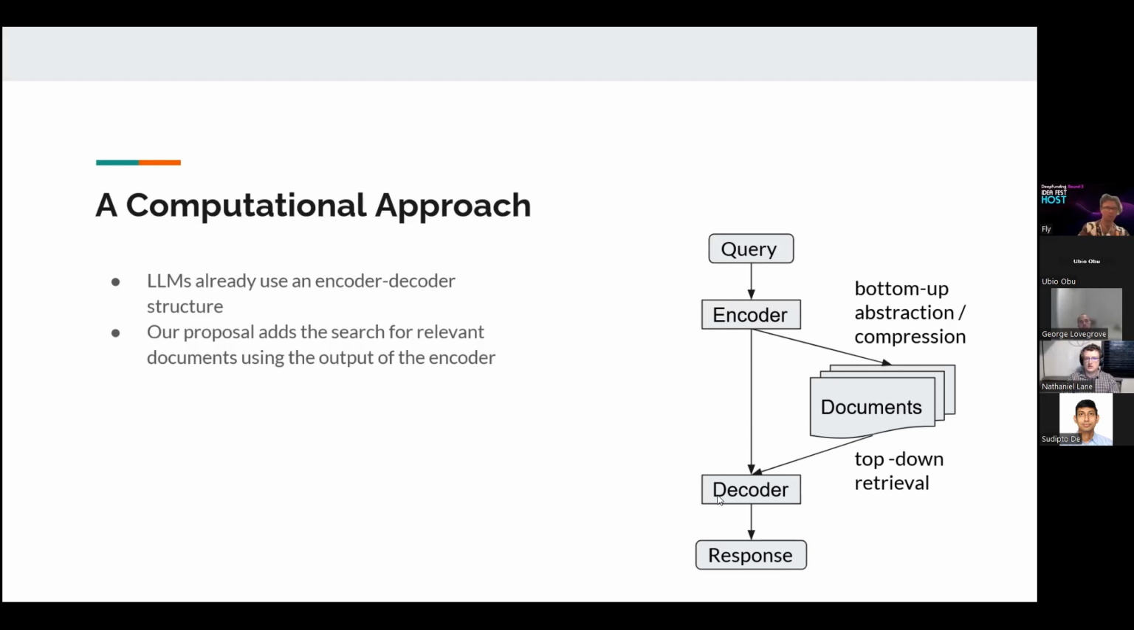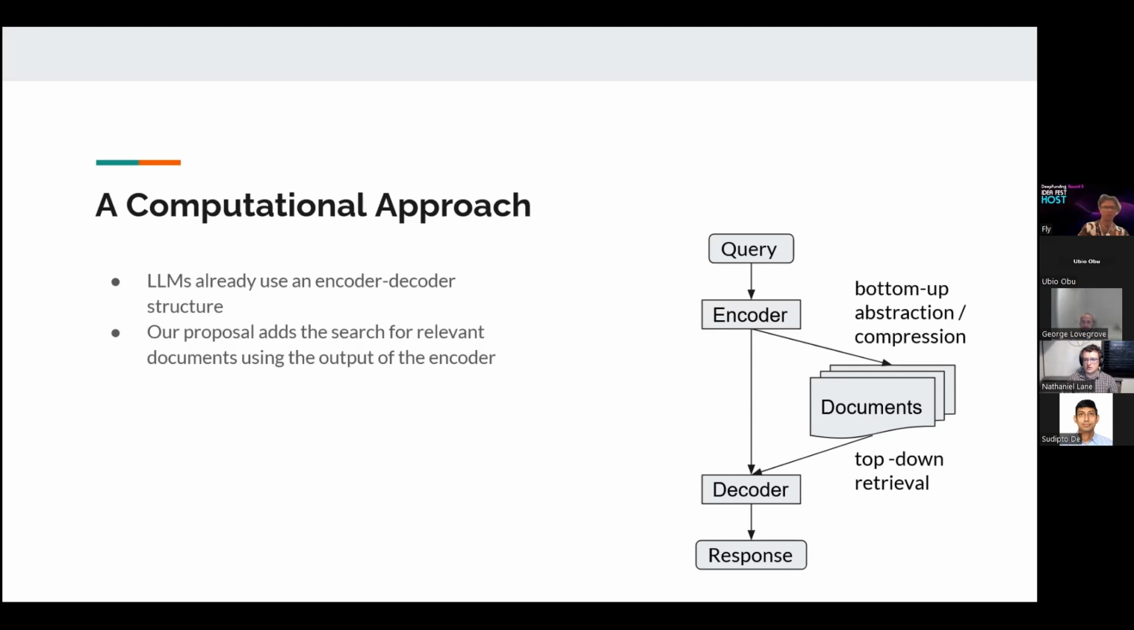Our proposal adds this document library that can be searched through. It begins by creating this bottom-up abstraction that we use to generate a top-down retrieval method that sorts through all of the documents and identifies their context vectors, which is that sort of abstraction generated by the encoder.